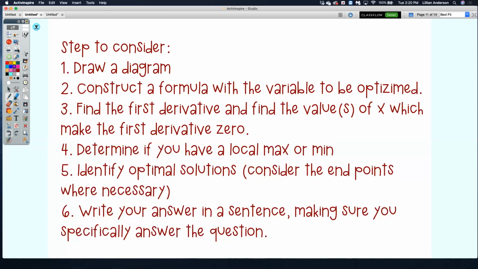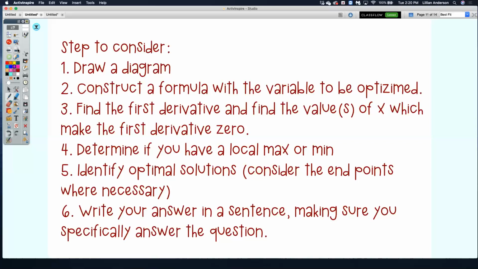Once you create that formula, you'll do step 3. That's when you'll find the first derivative and the values of x which make the first derivative 0. So you'll find the first derivative, set it equal to 0, and solve. Step 4, you will determine if you have a local maximum or minimum. This can be done using either the first derivative test or the second derivative test. Step 5, identify your optimal solutions, okay?